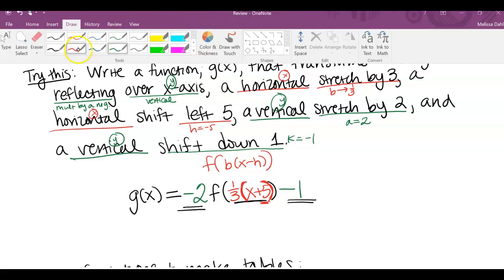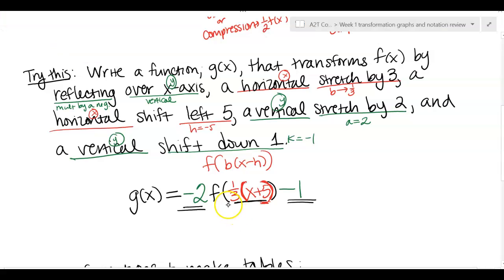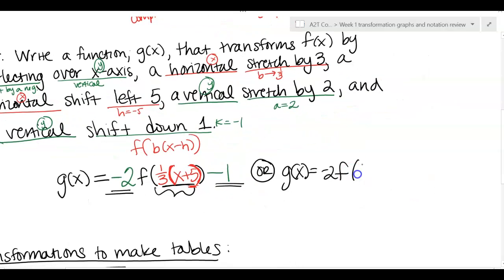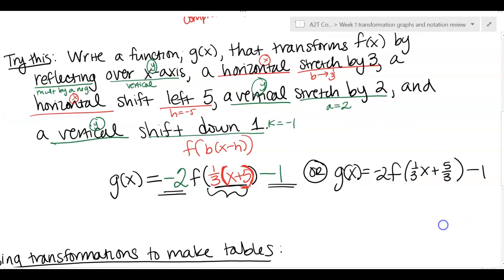You could write the expression within the function in here a little bit differently, but you do have to make sure you still do it correctly. If you didn't write parentheses in there, it would look like this. In there, you'd have 1/3 x, but this number would also have to say 5/3 instead of 5 in order to be the correct transformations that it talked about in that problem. Okay.